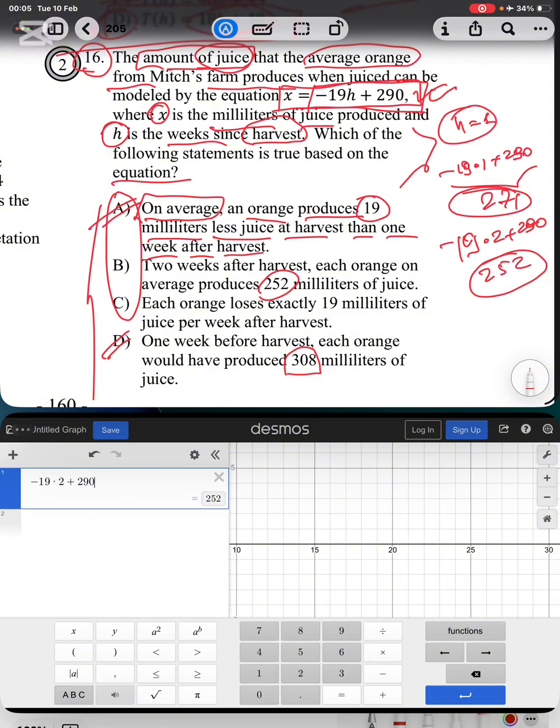So in this case, we can just simply eliminate this A choice. What would be after 2 weeks of the harvest? Okay, now we need the harvest word, because of this one, H, which illustrates the harvest, right?